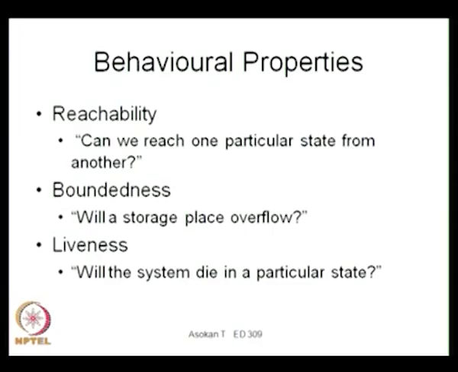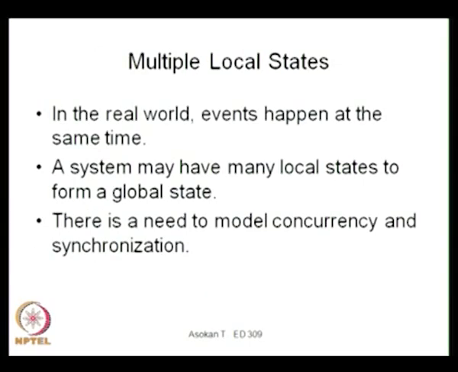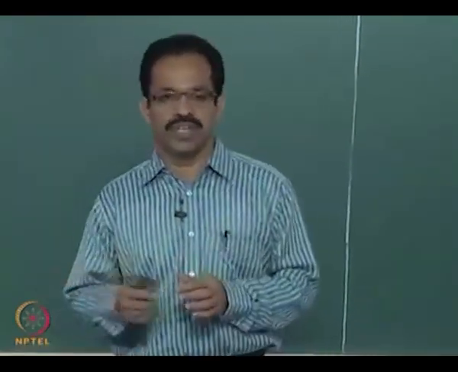Then we have the liveness of a system, whether the system transition will lead to a death of the system, in terms of whether the system will stop giving an output when we reach a particular state. These can all be modeled using Petri nets. Apart from this, there are multiple local states which lead to a global state. That also can be understood using Petri nets. We can model those behaviors using the states and transitions. So in order to explain these situations, I will take a few examples and show you how Petri nets can be used for the behavioral modeling of systems.